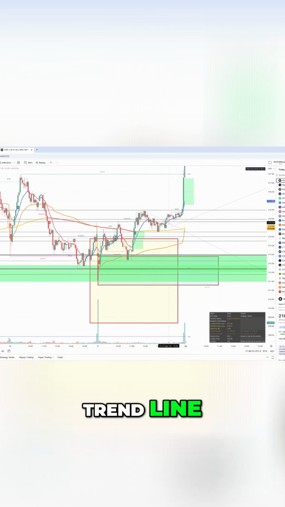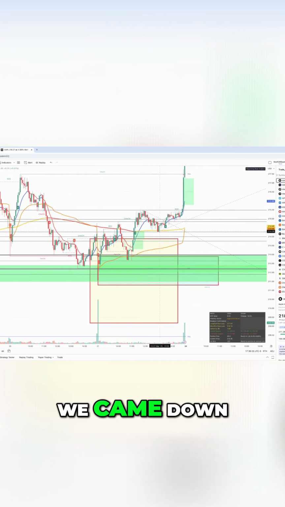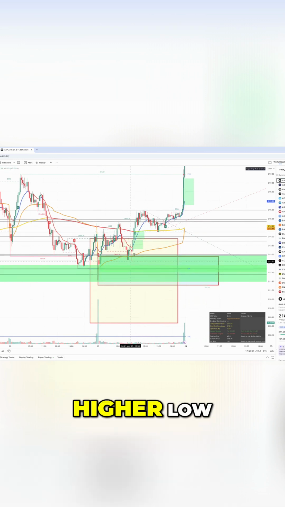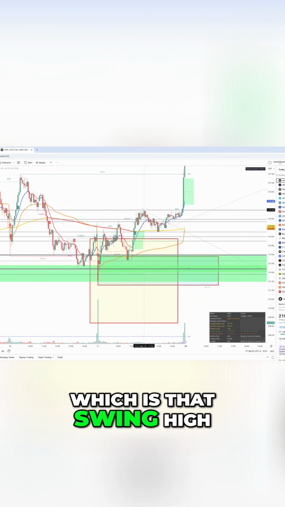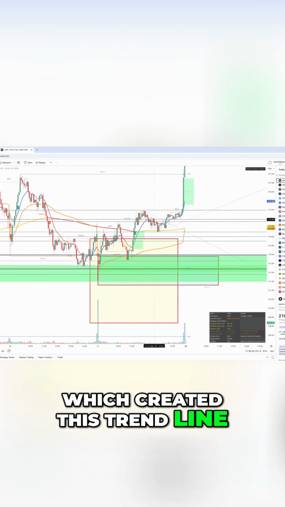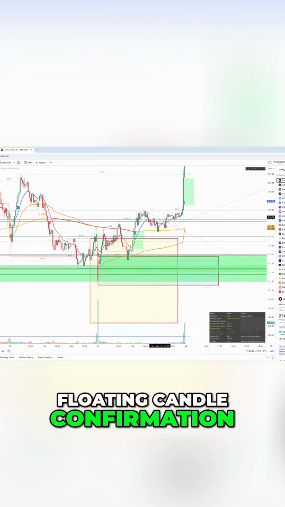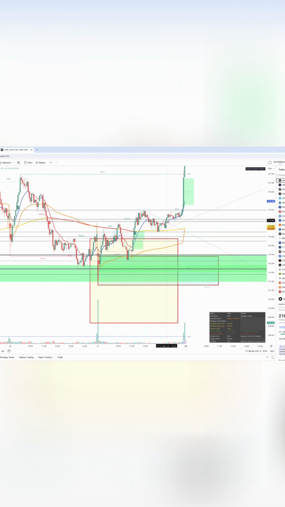So we got a trend line from a swing high. We came down, made a higher low, right? So you've got to look at this move. We made a higher high, higher low, higher high, which is that swing high, which created this trend line. We made the higher low, and then when we broke it, we got a floating candle confirmation. It means we conquered this trend line.